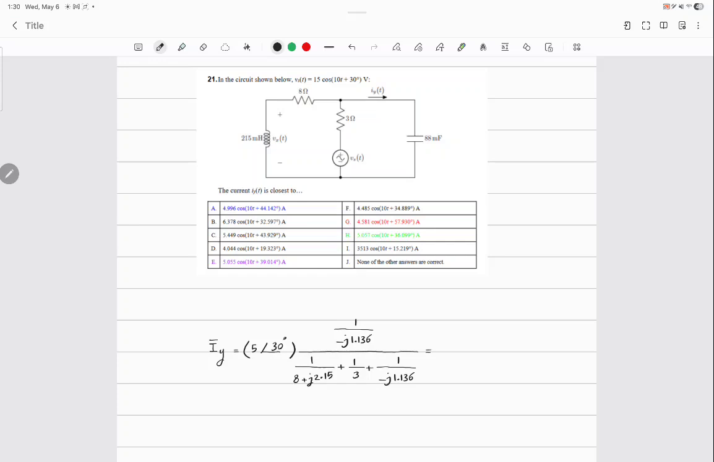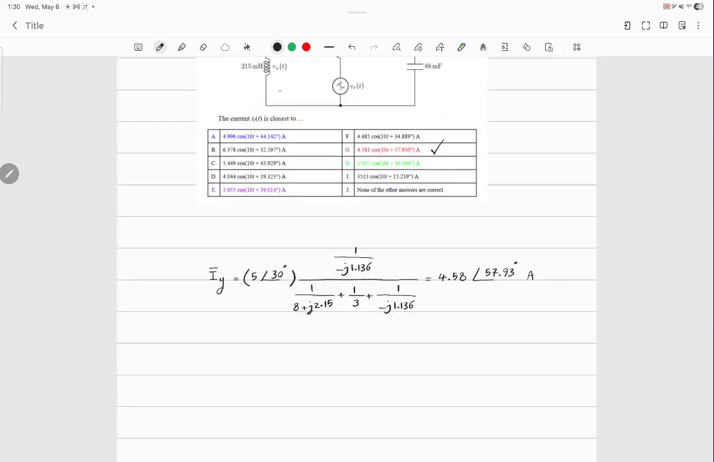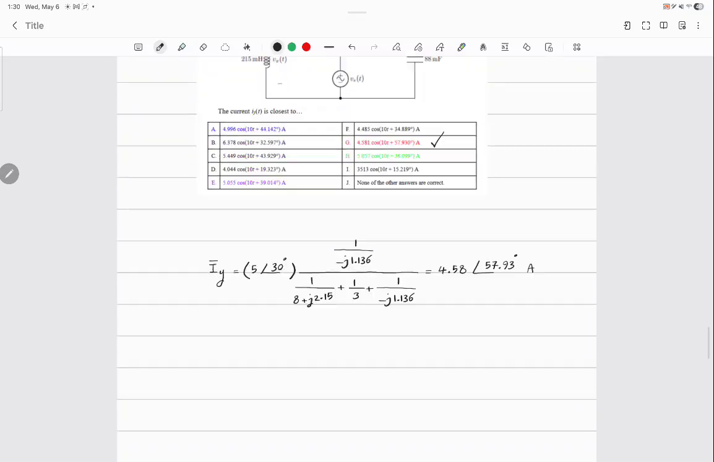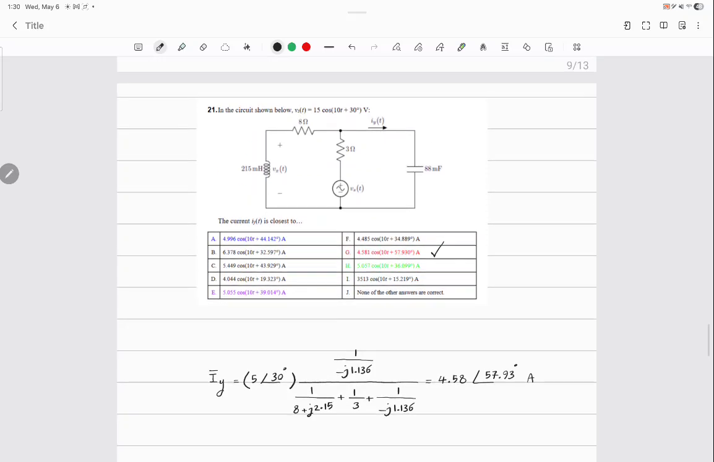Anyone? 4.58. Angle 57.922. Okay. Choice G, right? Okay. Any problem?